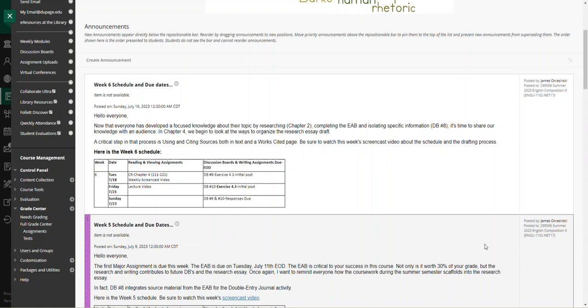One thing that we need to talk about is for everyone to take a look at the using and citing sources module weaved in between the weekly modules, and we'll get to that in a minute. So for week 6, straightforward. We're going to begin with exercise 4.1 out of the textbook and discussion board 9. And then discussion board number 10 is exercise 4.3. So let's head over to the discussion boards quickly.